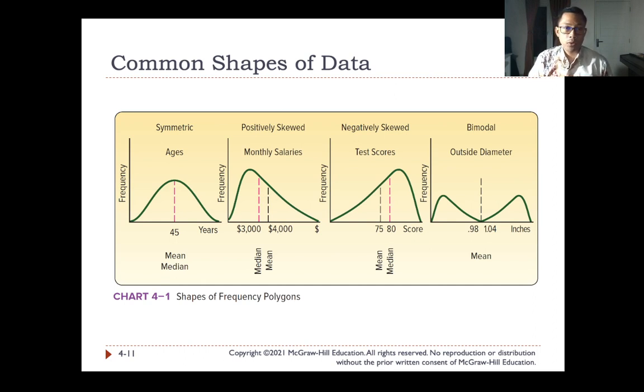We also talked about a negatively skewed distribution in the previous lecture, and an example of a negatively skewed distribution is going to be test scores. So in this particular case, the median is going to be higher than the mean, again, because the mean is dragged by the small number of observations with relatively low values.